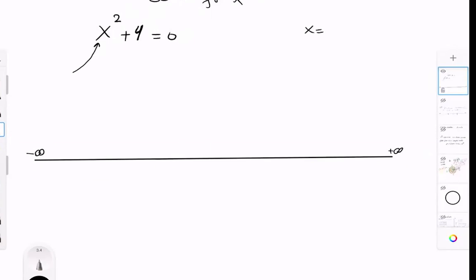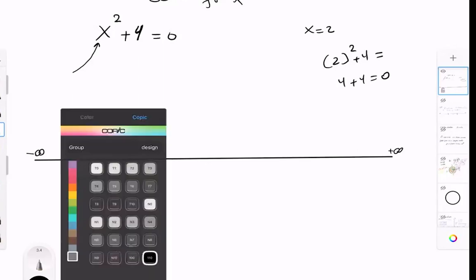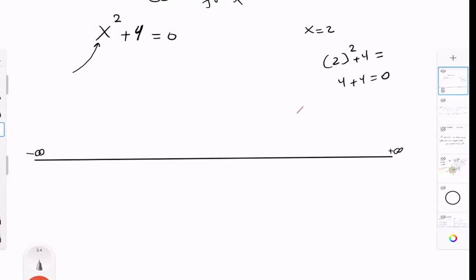x equal to 2. I put 2 squared plus 4. 2 squared is 4, 4 plus 4 equal to 0? I think it's impossible. How did you solve the previous question, x squared minus 9 equal to 0? I added 9, I got x squared equal to 9, then I took the square root of both sides. Here, if you do that, we get x squared equal to negative 4.